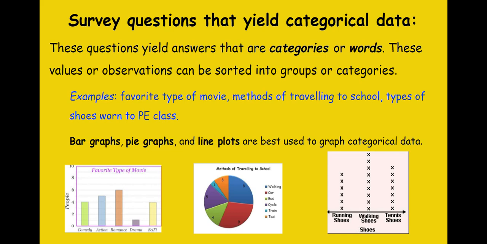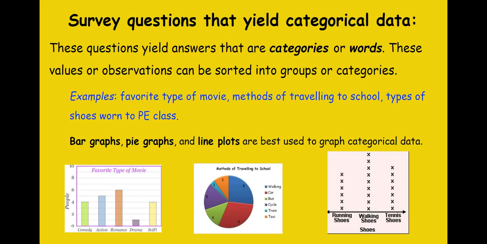So think about some of these types of survey questions. If you asked in a survey, what is your favorite type of movie? Or if you asked a group of people, how did you get to school this morning? Or possibly you asked, what types of shoes were worn to PE class today? All of the answers to any of those survey questions would give you answers that were words that could neatly be sorted into categories or groups, all right? This data is best displayed using bar graphs, pie graphs, and line plots.